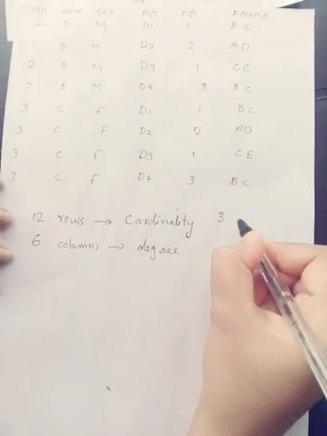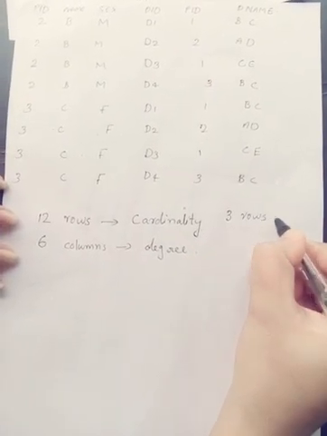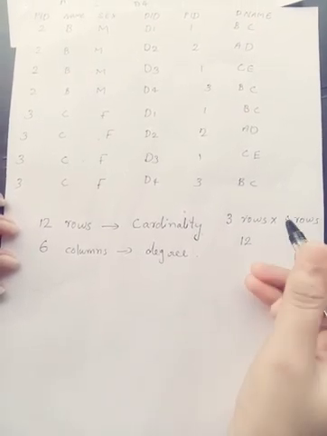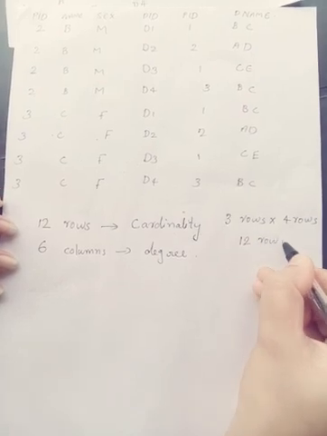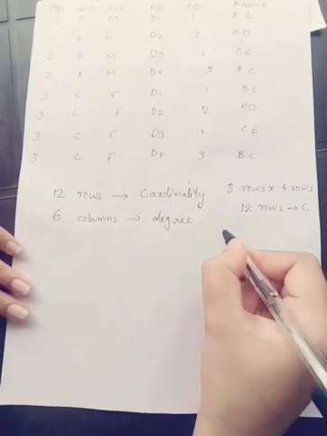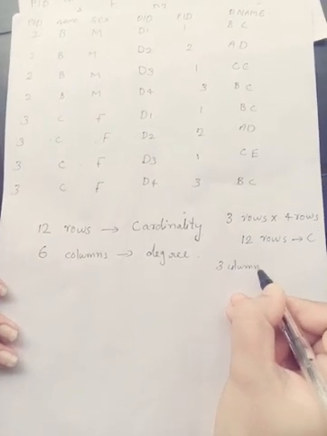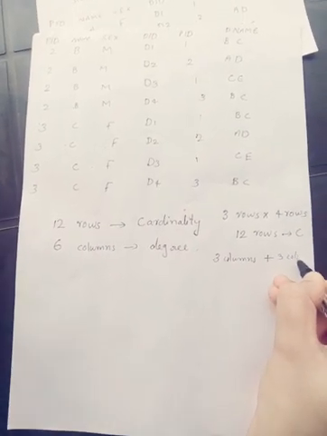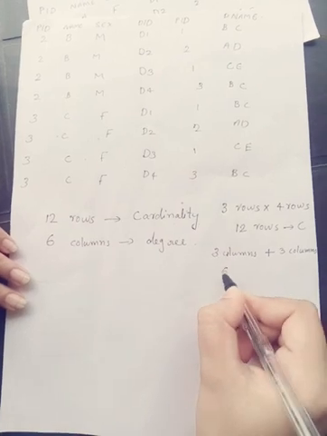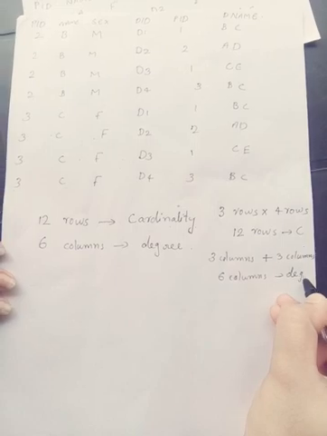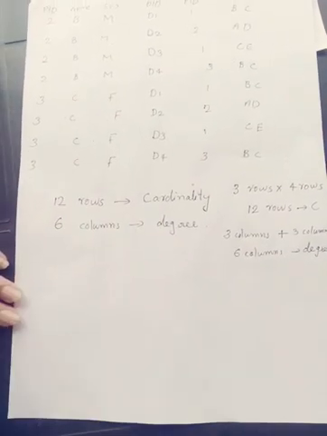So in your first table there are 3 rows and in your second table 4 rows. So in your cross join result there are 12 rows in total. This is cardinality. In your first table, 3 columns are there. In your second table, 3 columns are there. So total 6 columns. This is your degree. So this is cross join.